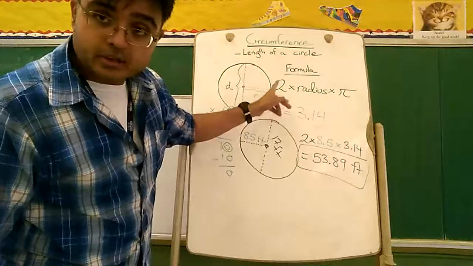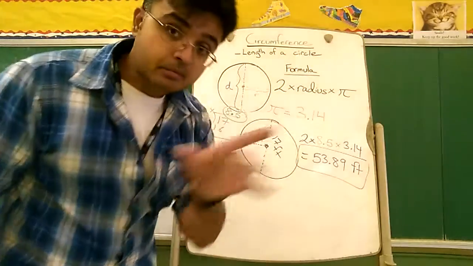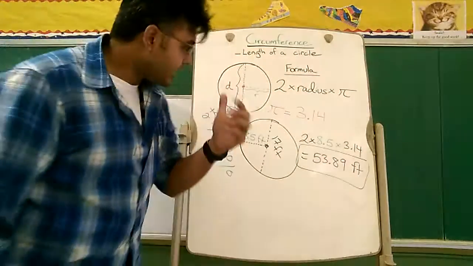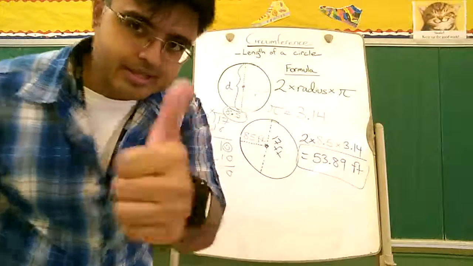Here is your formula. 2 times the radius times pi. Pi is equal to 3.14. Always remember that. And multiply it all out, get your answer. And don't forget the units. That's how you do it.